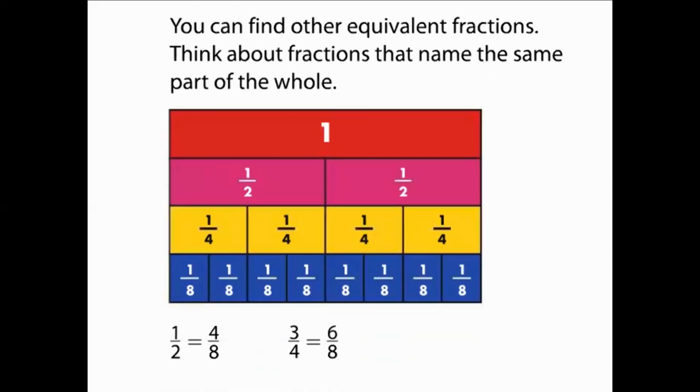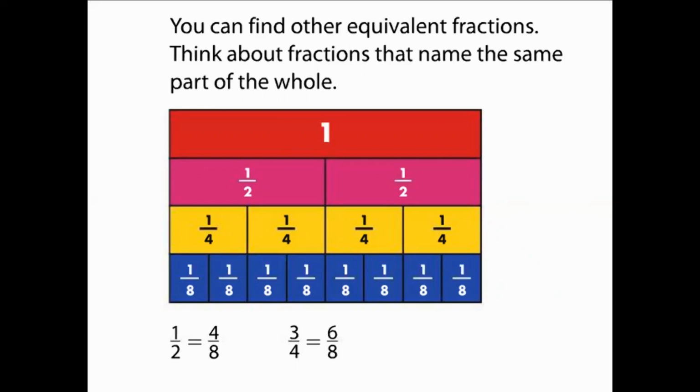And we can find another equivalent fraction. Think about the fraction as another name for the same part of a whole. Here we have a whole 1, and we can divide it into 2 halves. We can divide each half into 2 quarters, and we can divide each quarter into 2 eighths. So a half equals how many eighths? 1, 2, 3, 4. So half equals 4 eighths.